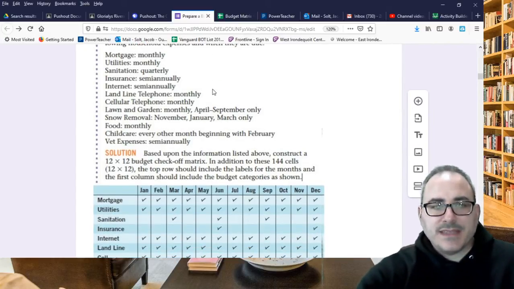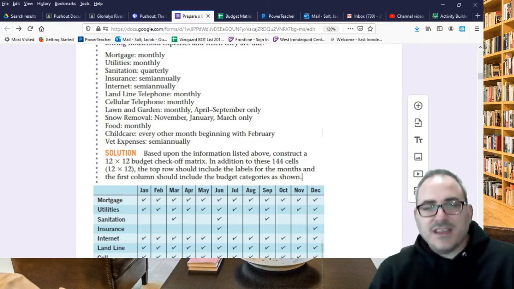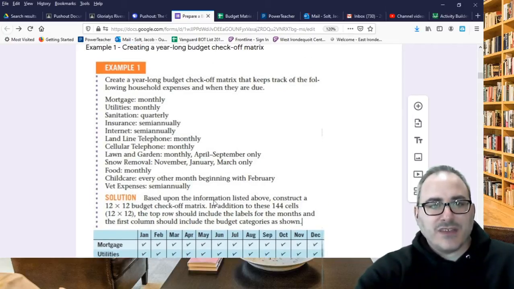A matrix is like an organization of information in columns and rows. So here you see some columns going up and down. You see some rows going side to side. So this is a matrix. This is a visualization of a budget. This is called a checkoff matrix because there are no numbers. There are just little check marks, okay? And let's see how this works.